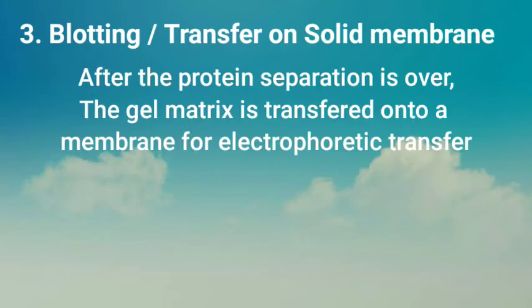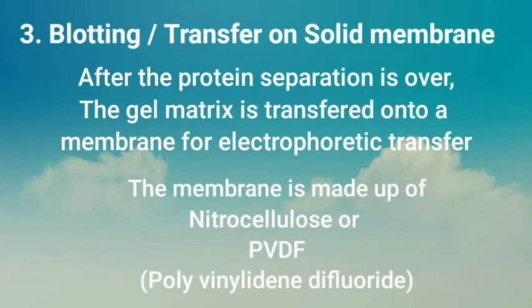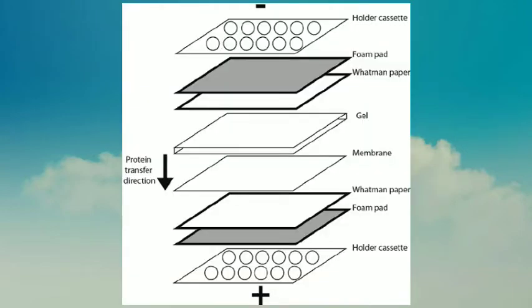Third critical step is blotting, or transfer onto a solid membrane. After the protein separation is over, the gel matrix is transferred onto a membrane for electrophoretic transfer. The membrane is made up of nitrocellulose or PVDF, polyvinylidene difluoride. A gel sandwich is prepared as shown in the diagram. The gel should be facing towards the negatively charged electrode, while the membrane should be facing towards the positively charged electrode. The proteins transfer from the gel towards the membrane.